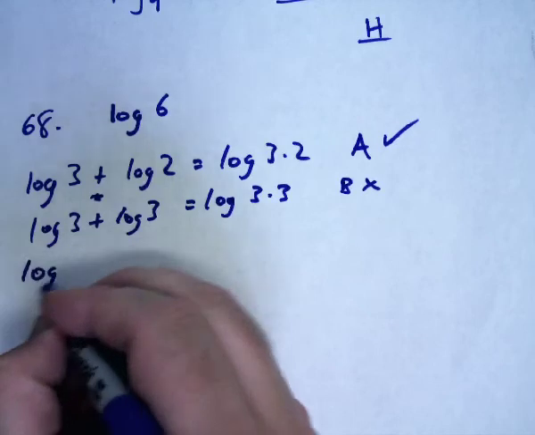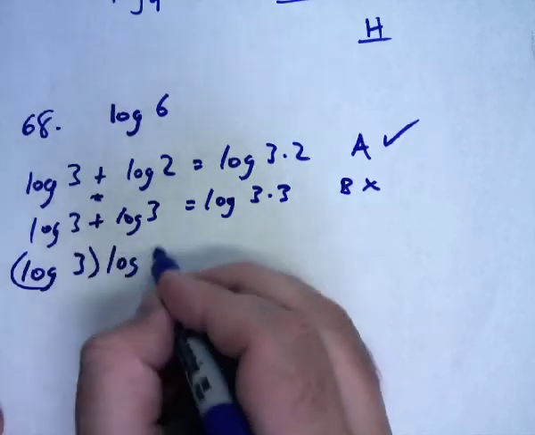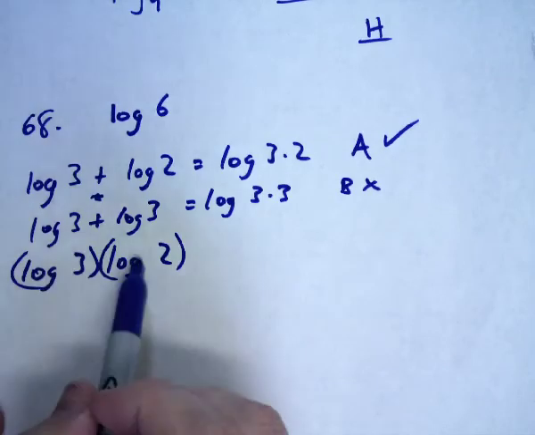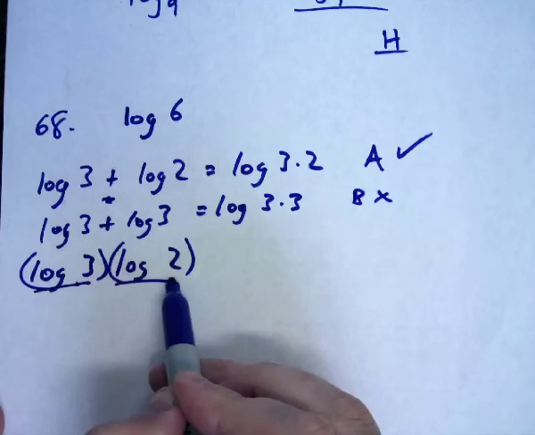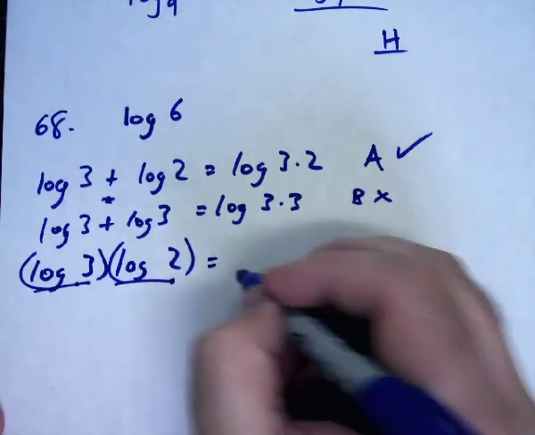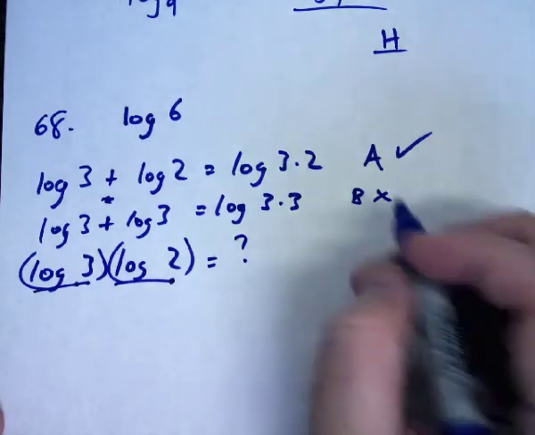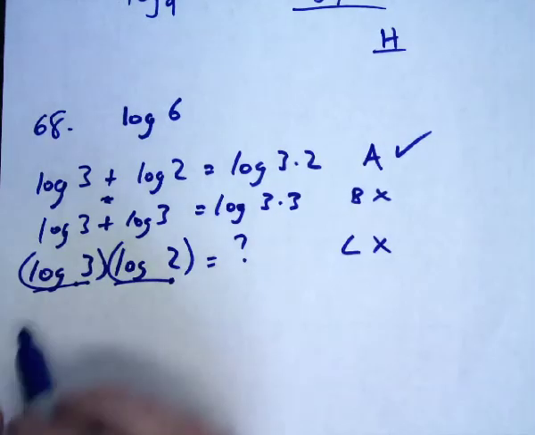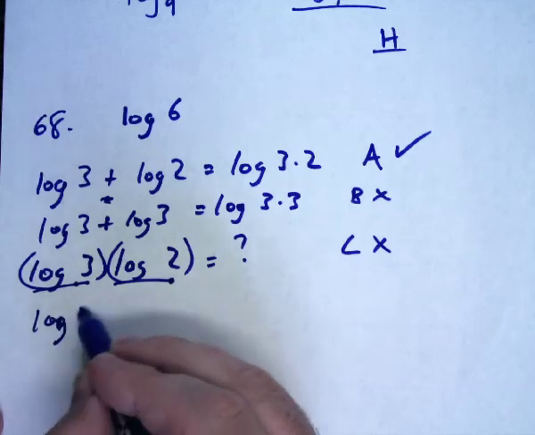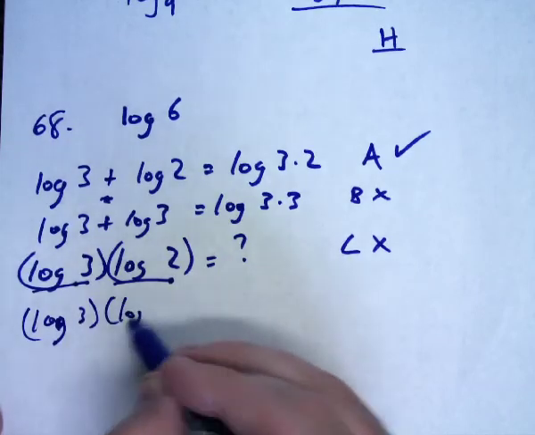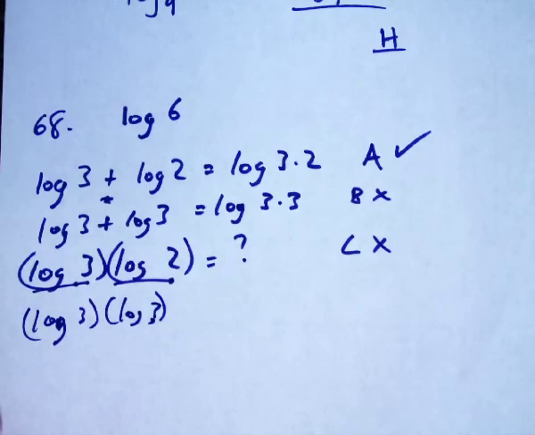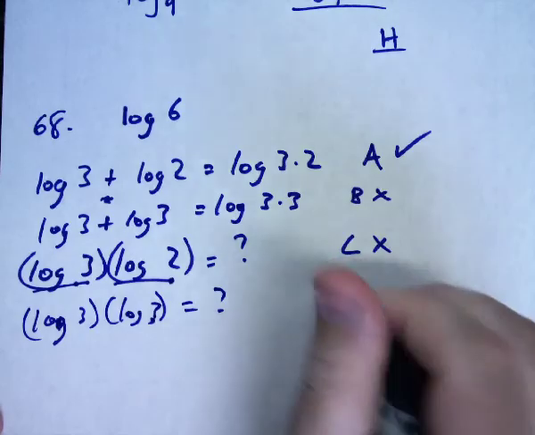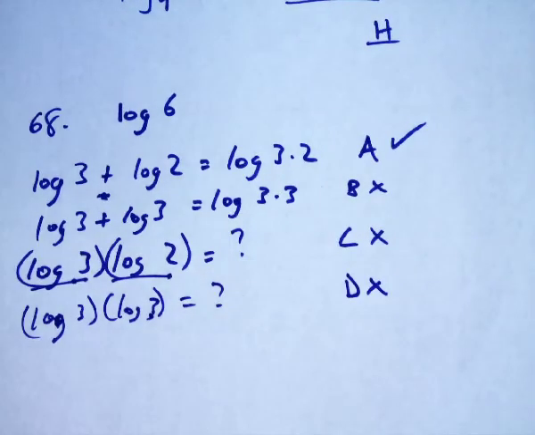C would be log 3 times log 2. Well, we don't know any rules when we multiply logs, so we'd have to find a number for this and a number for this, and we'd multiply. So this is, I don't even know what this is, but it's not going to be log 6. And the other one is the same kind of thing. Log 3 times log 3. So we'd have to find numbers for that. We could easily do that with the calculator, but it's not going to give us log 6.